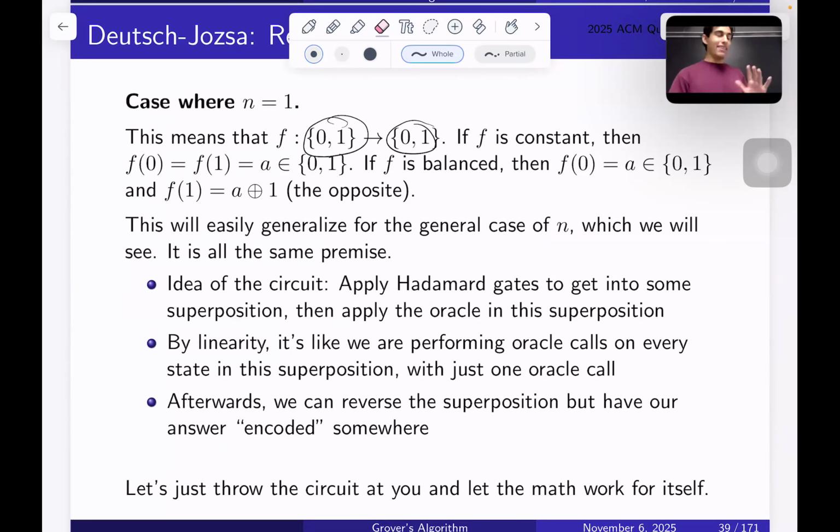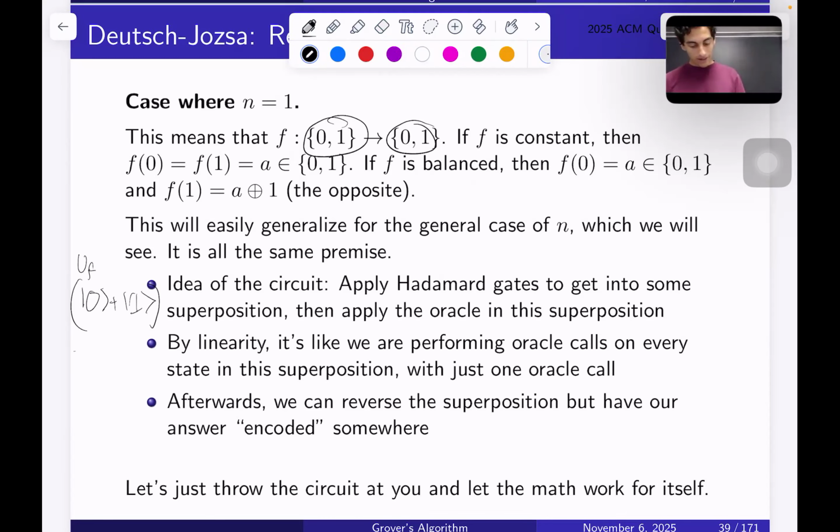By linearity, we distribute the oracle into each term of the superposition. This isn't normalized, but if we had some superposition of 0 and 1, and then we were to apply the oracle on it, then we could distribute the oracle into each term in the superposition because the gate is linear. And then by phase kickback, we had some encoded information about the function in this final superposition state, and then we applied a Hadamard gate to undo it. That was the high level idea.